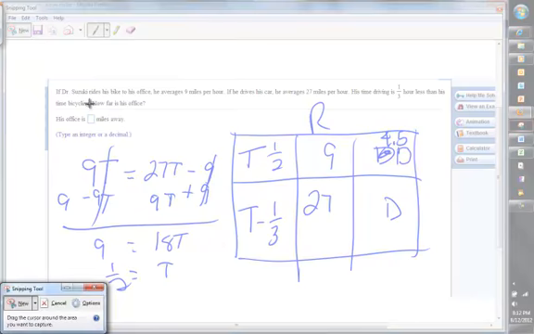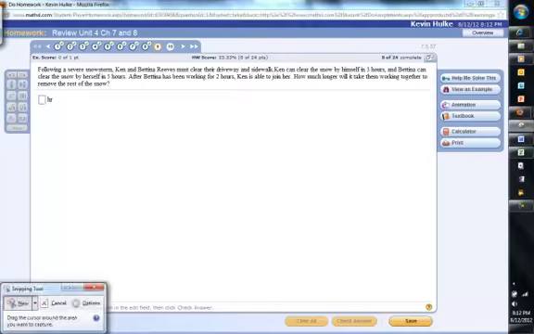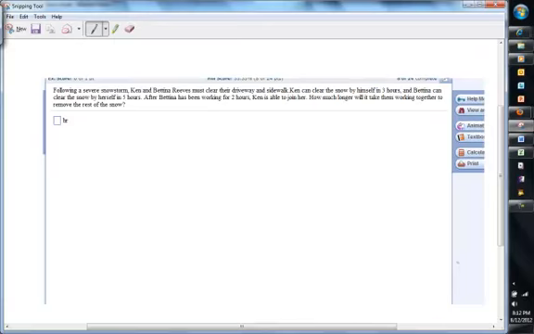Following a severe snowstorm, Ken and Bettina Reeves must clear their driveway and sidewalk. Ken can clear the snow by himself in 3 hours. So he's T over 3. And Bettina can clear it herself in 5 hours. So her time that she's working is 2 hours longer than his T. And how long will it take if they work together to clear their driveway?